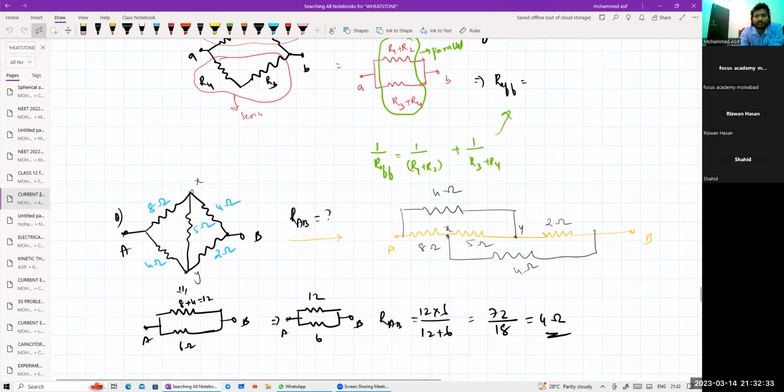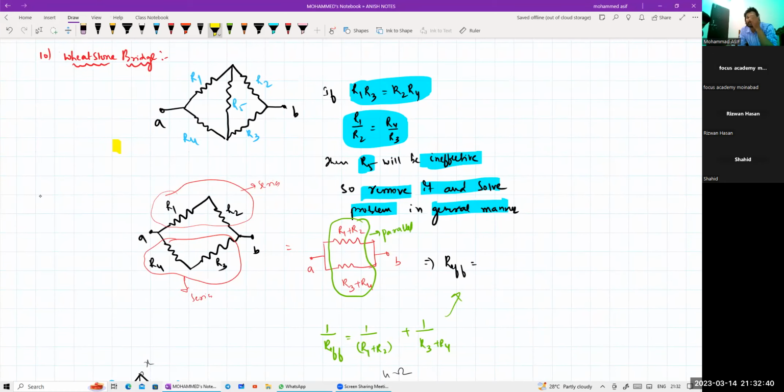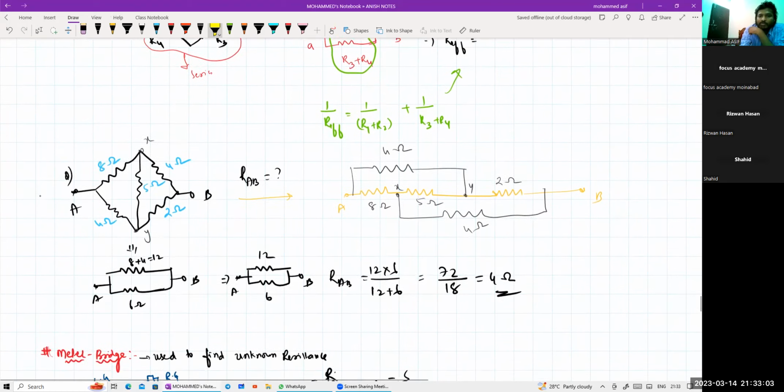The question, quickly once more. Wheatstone bridge with R1, R2, R3, R4. What will be the condition for the balance of this bridge? R1 by R2 must be equal to R4 by R3. Then R5 will become ineffective for me, so remove it and solve the problem. So R1 and R2 will be in series, R4 and R3 will be in series, and the effective resistance is found from the parallel combination. This is the basic method. Try this problem now.